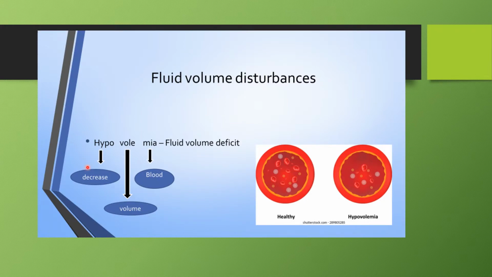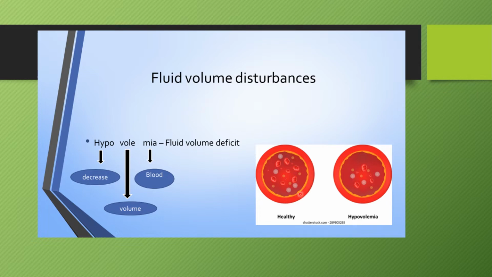First, let's clear the title. Hypovolemia means hypo, which means decrease; volume means volume; emia means blood. Decreasing blood volume, that condition we can call hypovolemia. It's one type of fluid volume disturbance, and in that a lot of conditions are there. So this video will be discussing hypovolemia.